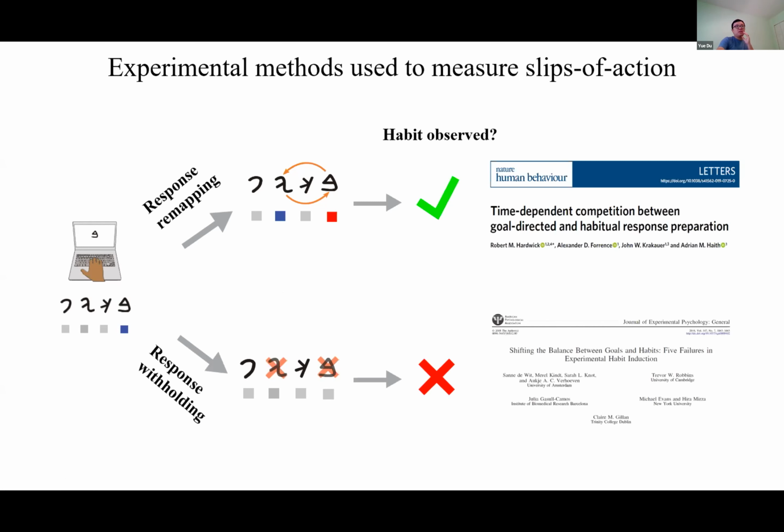A good example is the study by DeWitt and colleagues, where they used 5 variants of the withholding paradigm, and none of them demonstrated slips of action in human participants. So what is the reason behind the conflicting results, that we observe slips of action under the remapping paradigm, but not under the withholding paradigm?